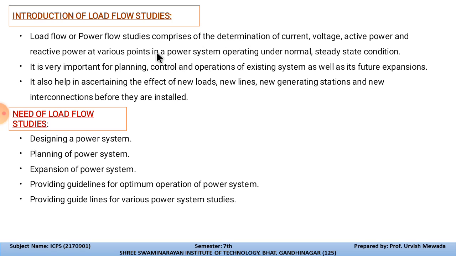So we need to check all the parameters of these quantities at different levels of the transmission system, and this is called the normal or steady state condition, meaning the load is not varying. We check all the parameters only when the system is at steady state condition. This is load flow studies, and it is very important for planning.